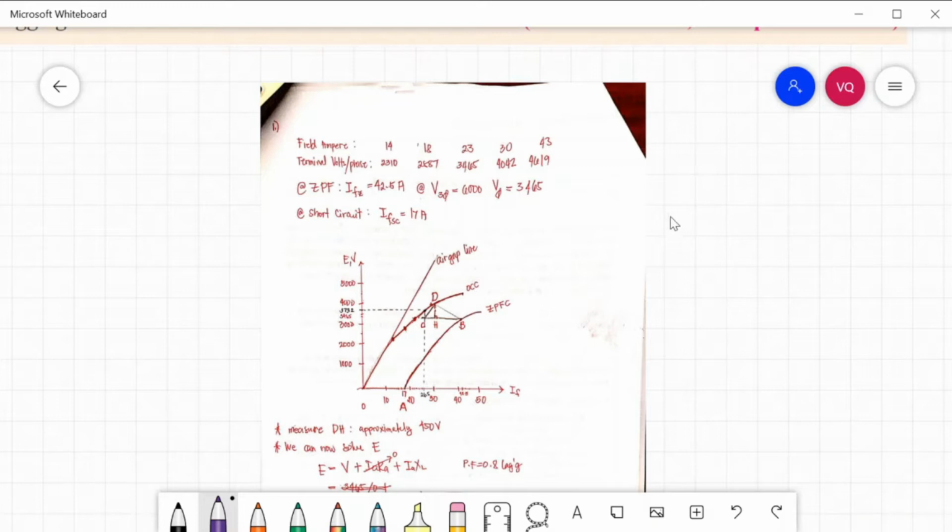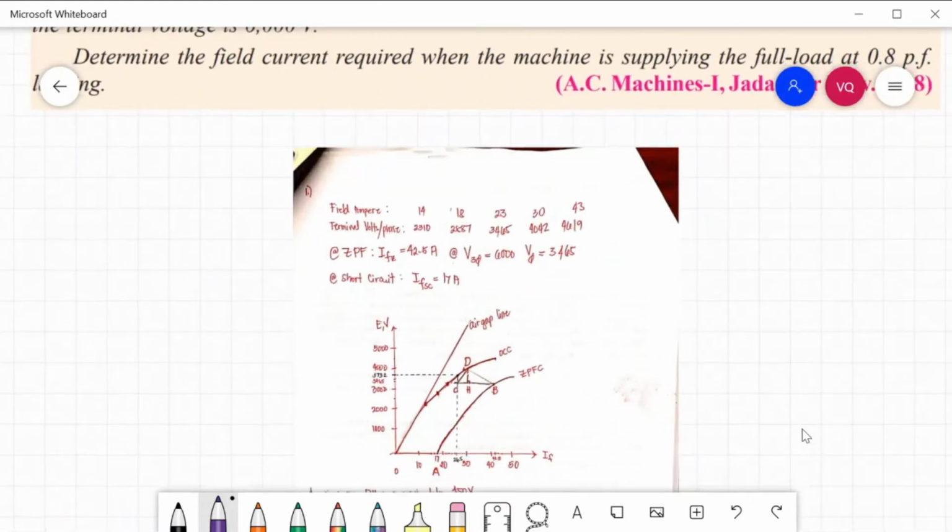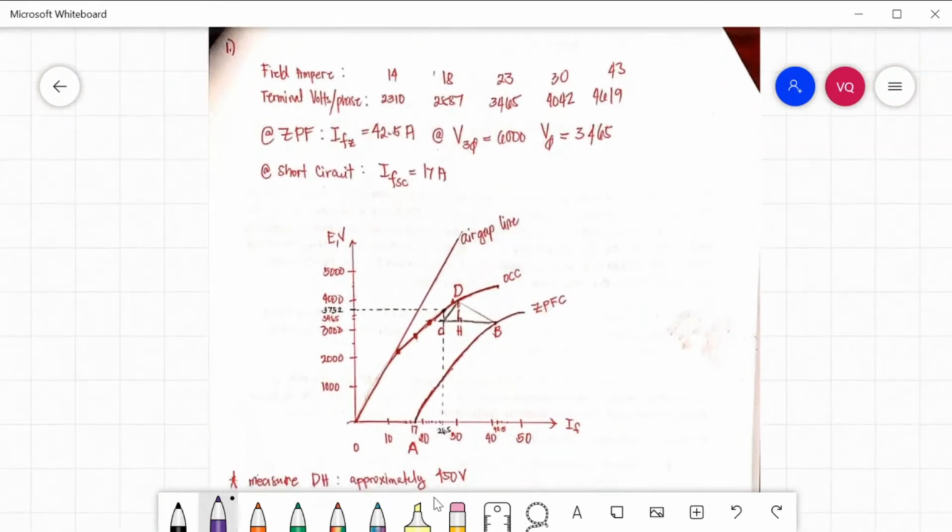Next is your OCC. You just draw the curve corresponding to field current and terminal voltage. For field current on the x-axis, 14, you will have a terminal voltage equal to 2,310, up to 43, with its corresponding terminal voltage of 4,690. Then connect all the points and you will have your OCC. After that, you draw a tangent line to the OCC. That is your air gap line.